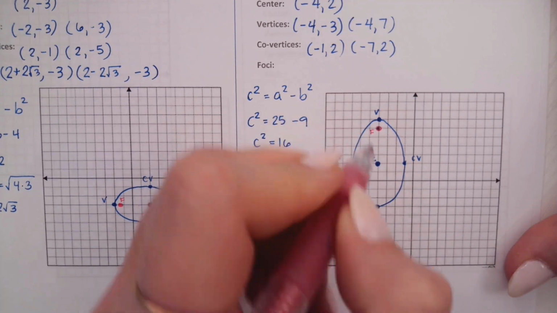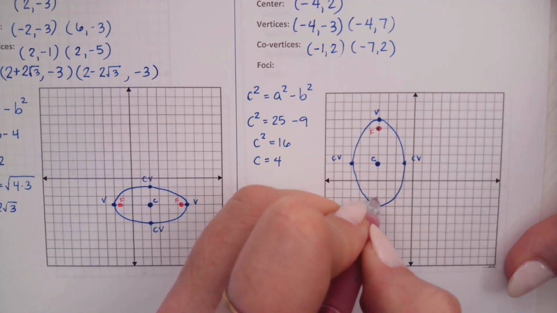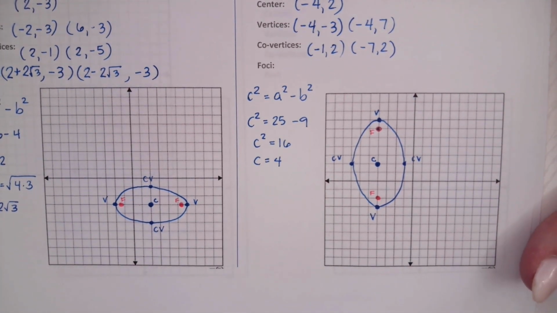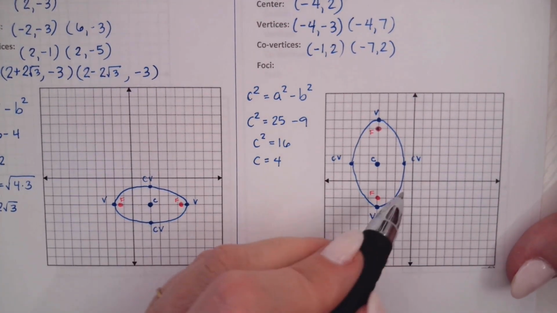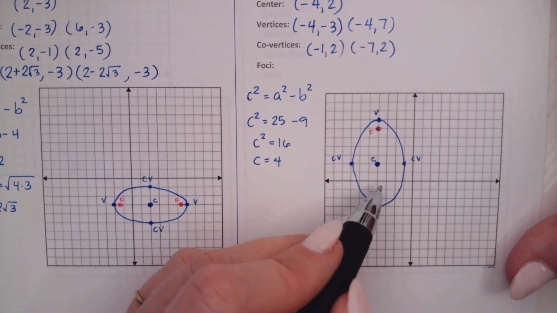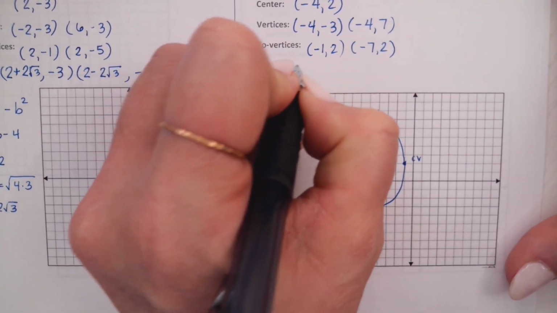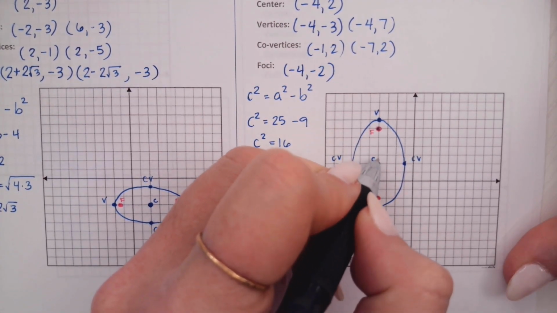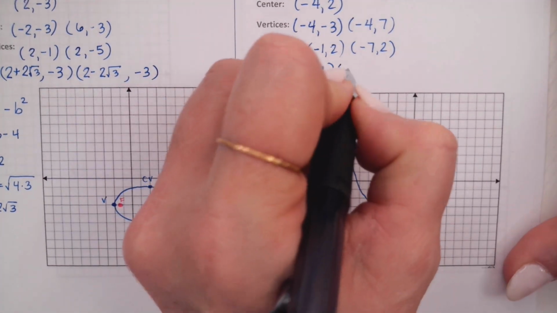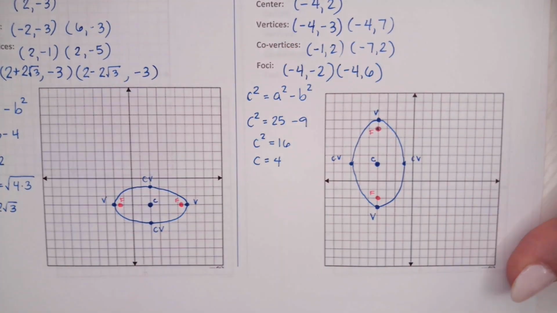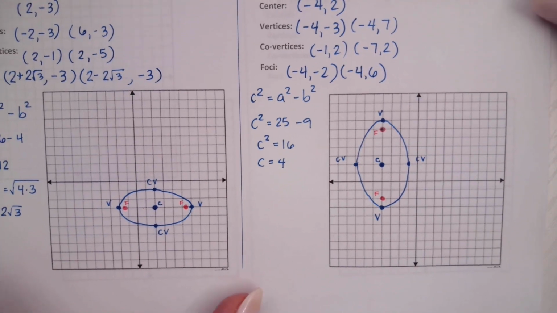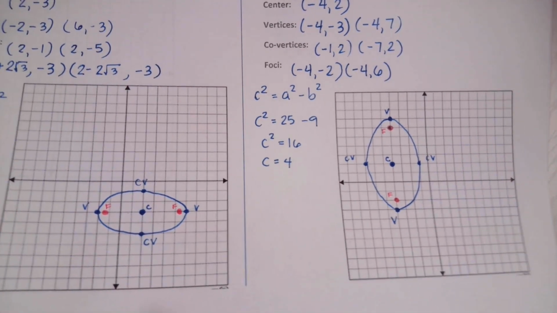There's one. There's the other. Those are much easier to write the ordered pairs for because they are nice, pretty numbers. One of them is going to be at (-4, 6) and the other is at (-4, -2). Questions so far? Are you following along?